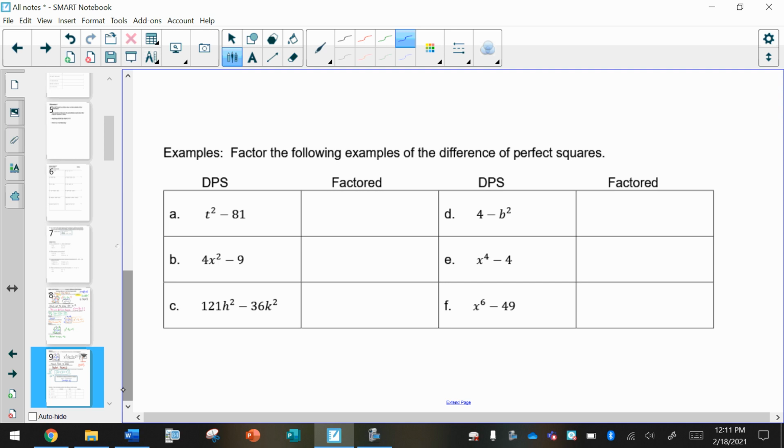So let's do some examples here. T squared minus 81. It is subtraction, and these are both perfect squares. Now, if you need the list of perfect squares, I'm going to take a minute and write these out. So, perfect squares.